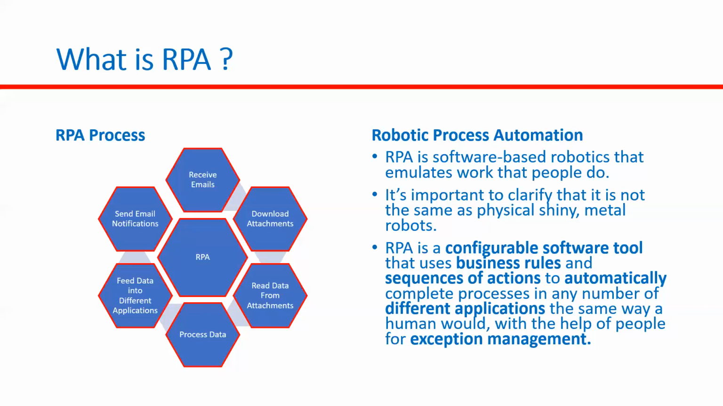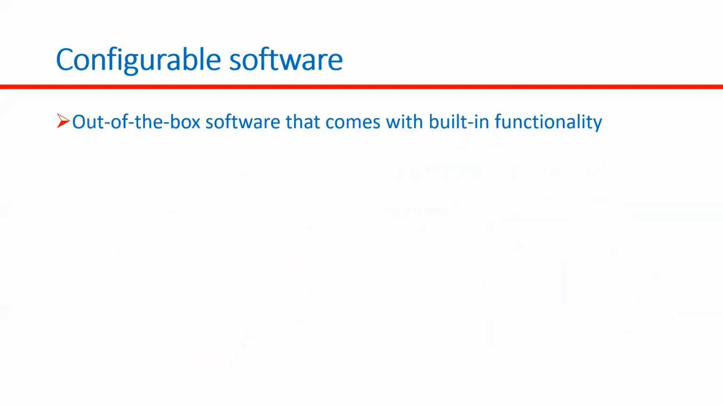So this is what we mainly go for RPA automation, so that our regular work, people need not do that actually. And coming to configurable software, what does it mean, configurable software? Because we say RPA is configurable software.